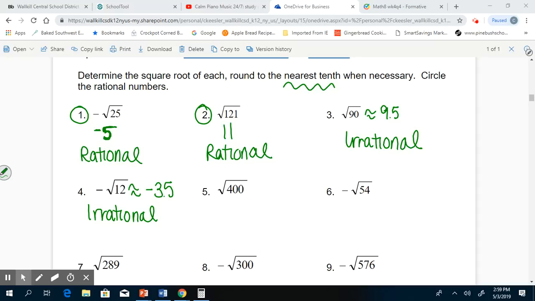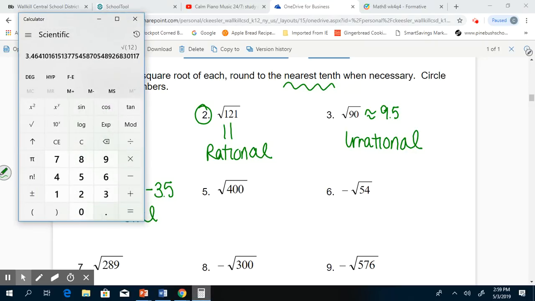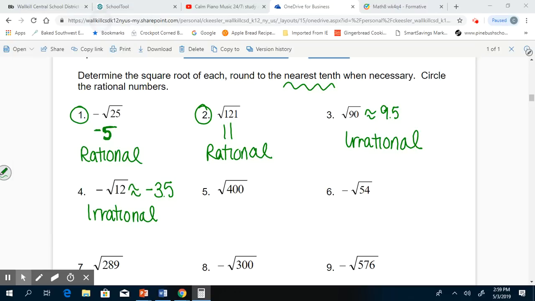All right, and then lastly, we have the square root of 400. If you can think of a number times itself that makes 400, then it is what we call a perfect square. If you can't, you're going to quickly just do 400 and square root, which gives us 20, which is a whole number. So 400 is what we call a perfect square. Its square root is 20. So now 20 is a rational number because we can write it as a fraction.